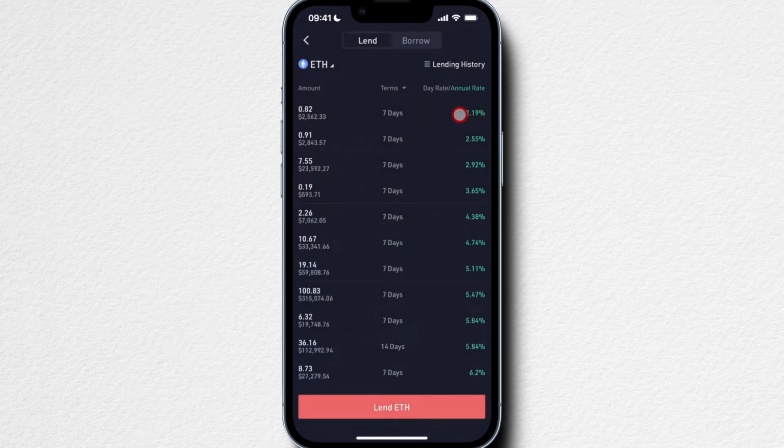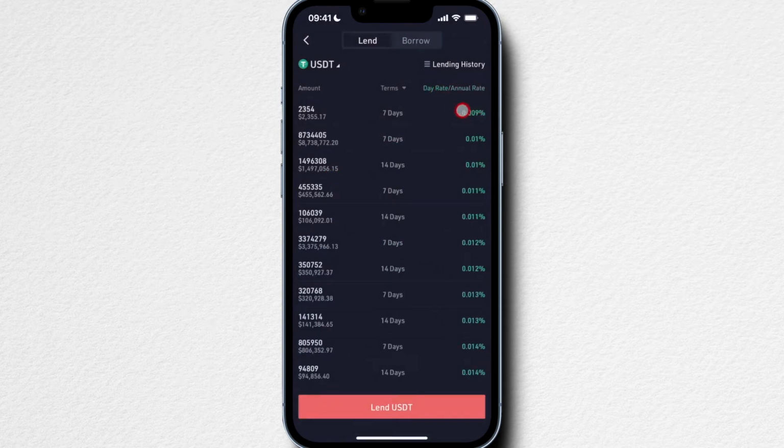So whenever you want to lend out your coins immediately, you're going to have to underbid this rate basically. So if I type in 2.19% annual rate, then people are more likely to pick my coins to borrow basically. So again, let's choose US dollar tether, and let's see, the daily rate is 0.009.